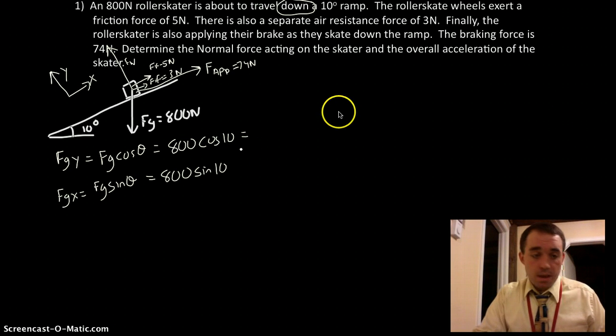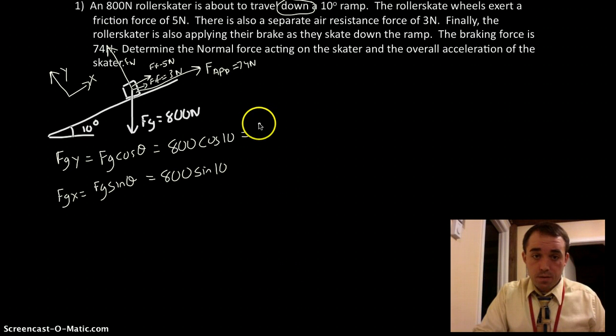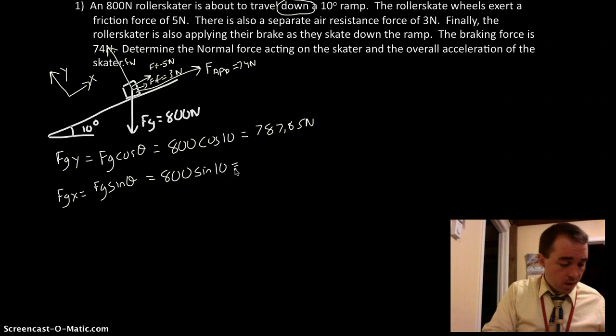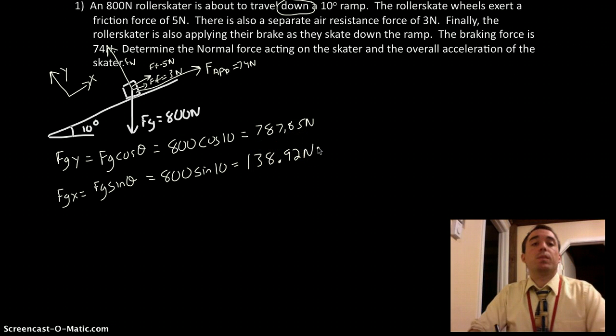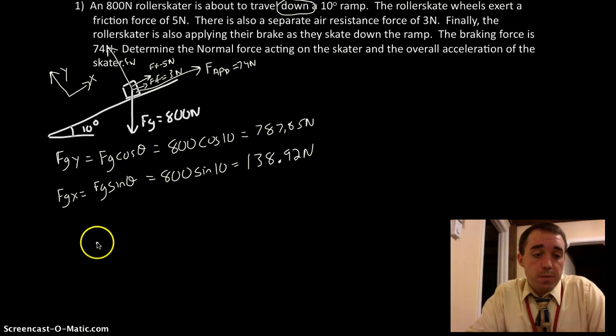is 787.85. And 800 sine of 10, to get the other part, you're just breaking apart the gravitational force, is FGX of 138.92 newtons. When you break that apart, you can make your new free body diagram. I'll do that down here.